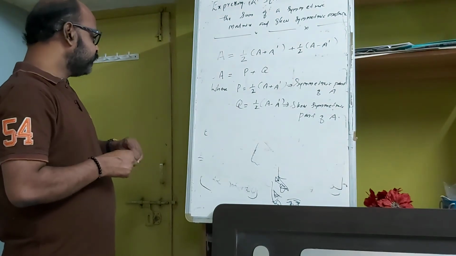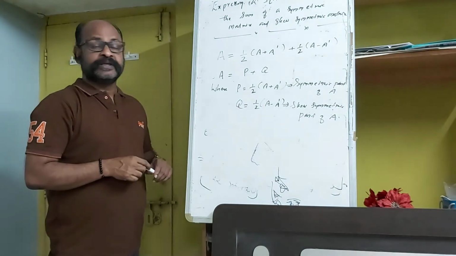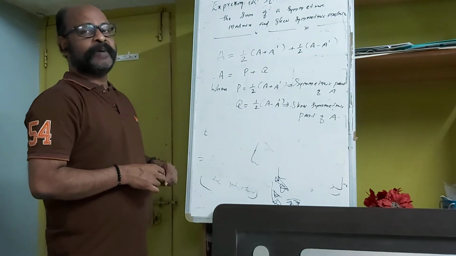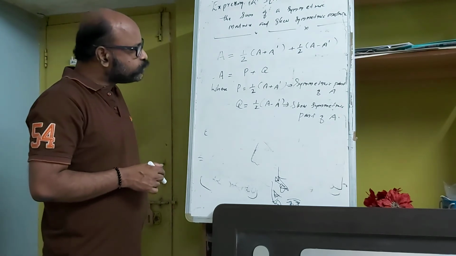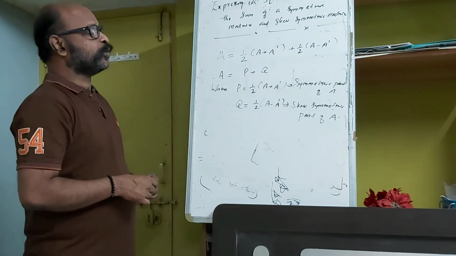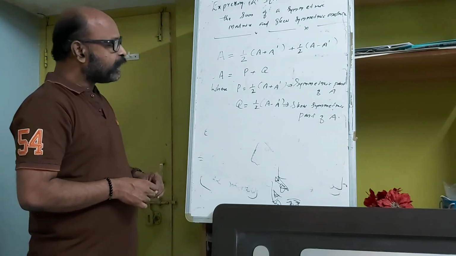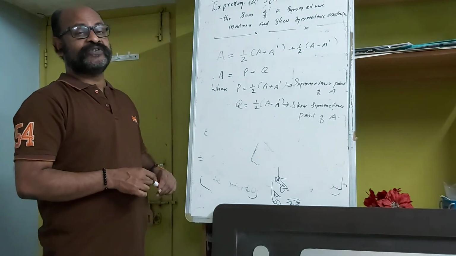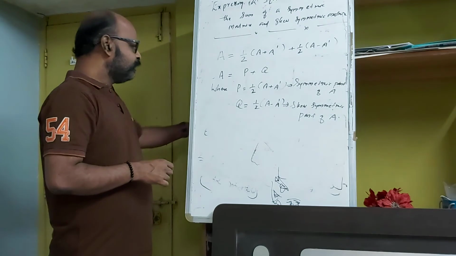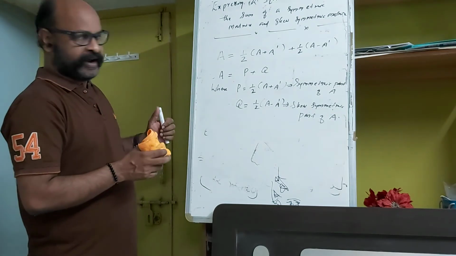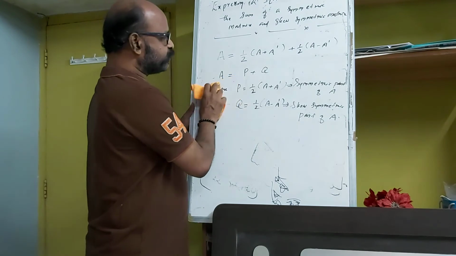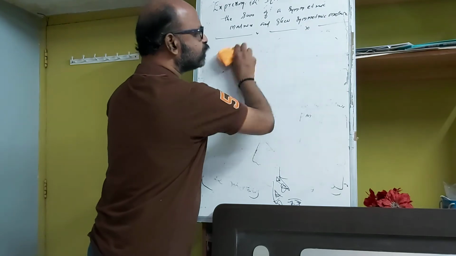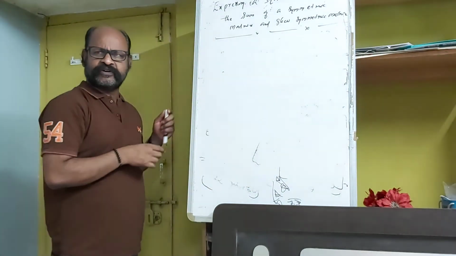Okay, so the meaning is what? The matrix A can be written as half into (A plus A transpose) plus half into (A minus A transpose), where half into (A plus A transpose) is known as the symmetric part of A, and half into (A minus A transpose) is known as the skew symmetric part of A. Now, we need to verify whether half into (A plus A transpose) is symmetric or not, and half into (A minus A transpose) is skew symmetric or not. It's enough to actually verify only one.